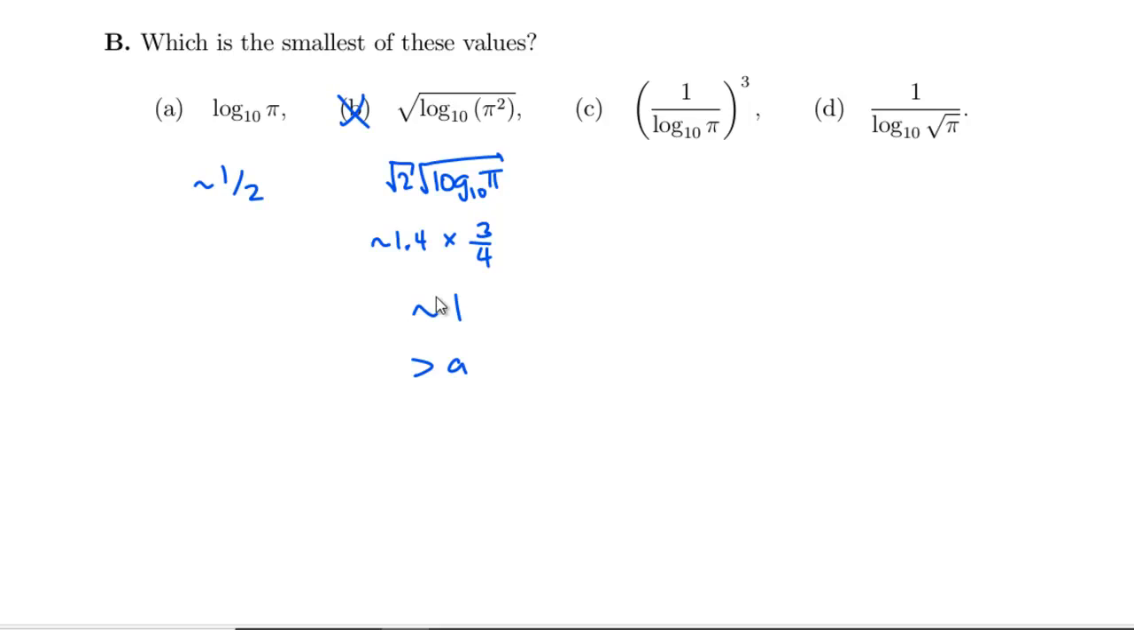C. We've got log base 10 of pi on the denominator here. So this is 1 divided by around about a half, so it's about 2 cubed, which is around about 8. It's certainly bigger than 1, and certainly bigger than A, so it's not going to be that. Then we've got 1 over log base 10 of root pi. Log base 10 of root pi is going to be less than a half, so this is certainly greater than 1 as well, which means that's also greater than A. So by process of elimination, we've got A. This is the only one that's significantly less than 1. It might be the only one that's less than 1 at all by the look of it.